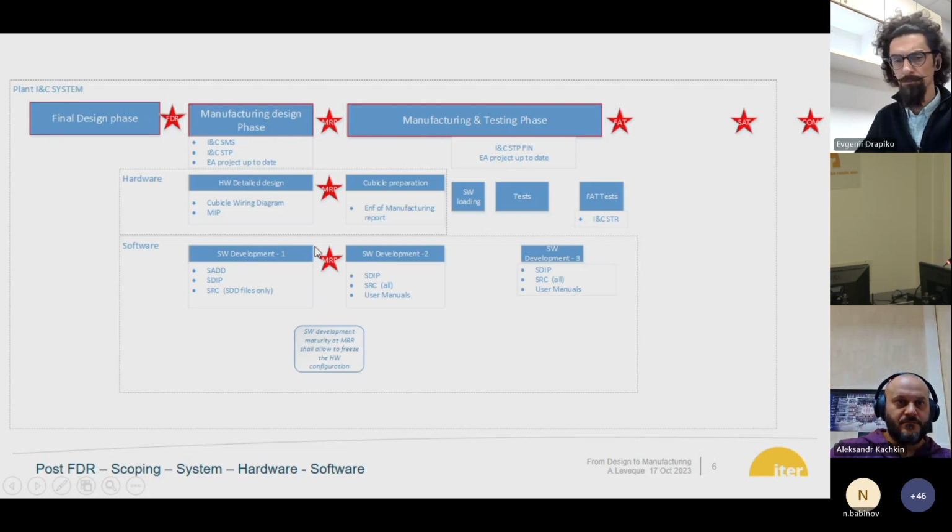The idea is that you should know at MR all your hardware, so all the software units that you will need to have in the SDD. Okay, so at MRR phase, we would have to have a SDD project ready, and that is working. Okay, all right, thank you.